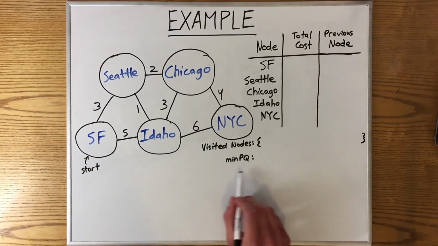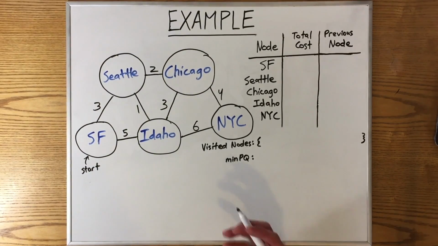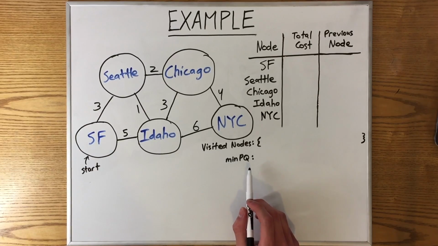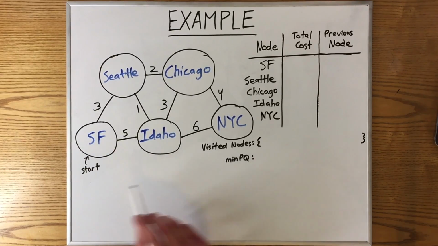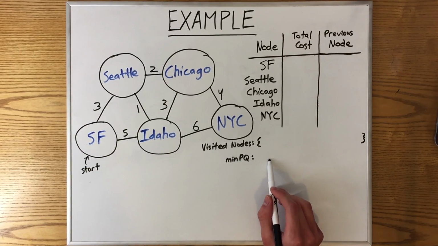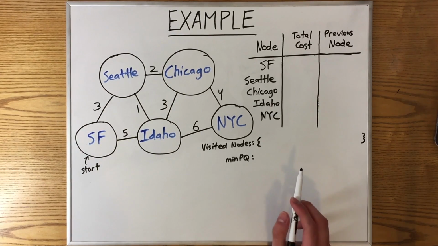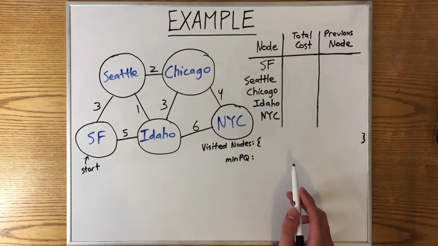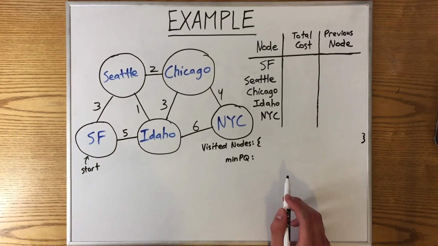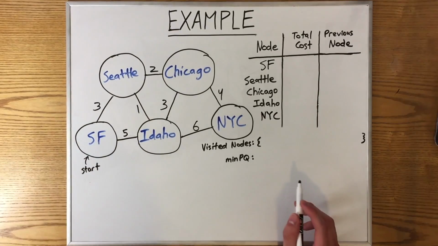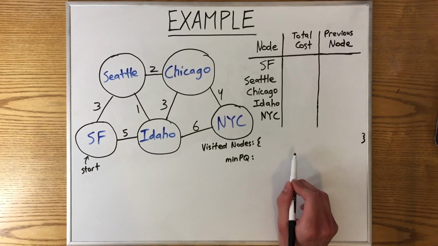So we have a minimum priority queue. The main core of how Dijkstra's algorithm works is that we add our start vertex, and in this case we just chose SF, we put it into the minimum priority queue. And the priority we assign it is the distance of that node from the start node. In this case, the start node is 0 away from itself, so we just give it a priority of 0.